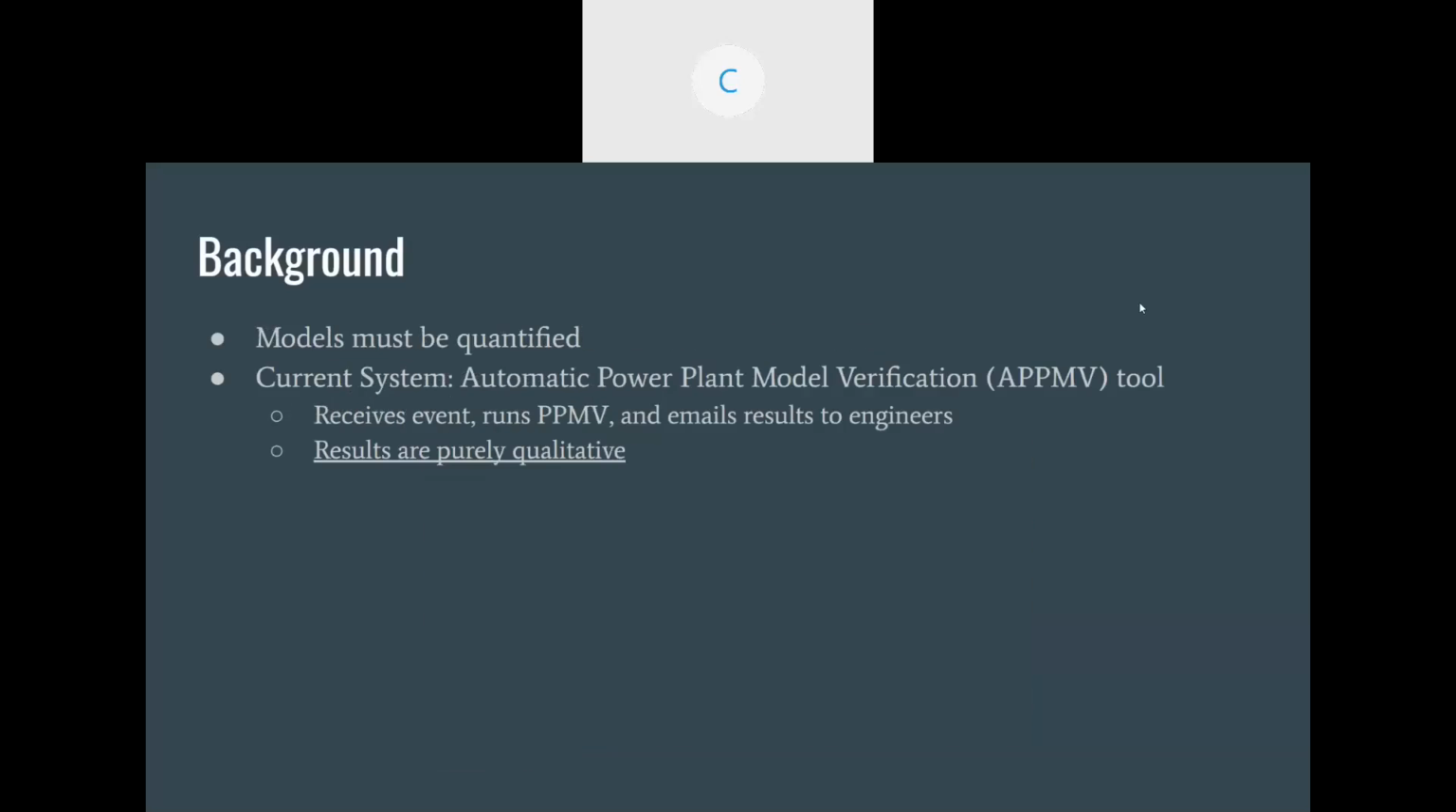Next slide. The current system in place at the company that is being used to do that is called the Automatic Power Plant Model Verification Tool, APPMV. This tool runs 24/7, and to start it off, certain events get triggered, and then the tool verifies the event, runs the PPMV, and sends out the results in an email, which are quantitative.